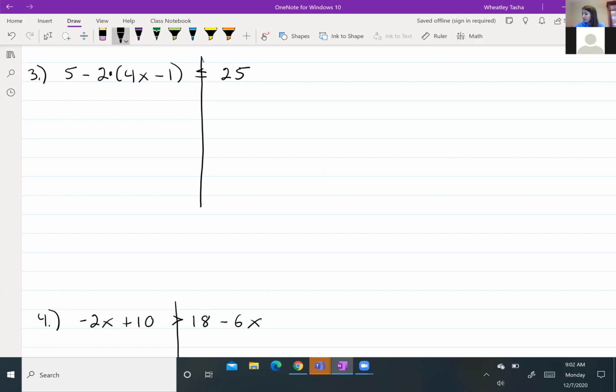because if so, you need to distribute or you need to multiply first. So we're going to take -2, because you need to take the sign in front with it and multiply it by 4x and multiply it by -1. 5 drops down. -2 times 4x will give us -8x. And then -2 times -1 will give us +2. Inequality sign drops down along with the 25.